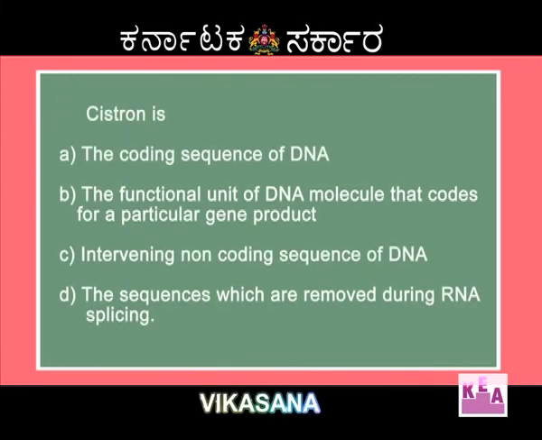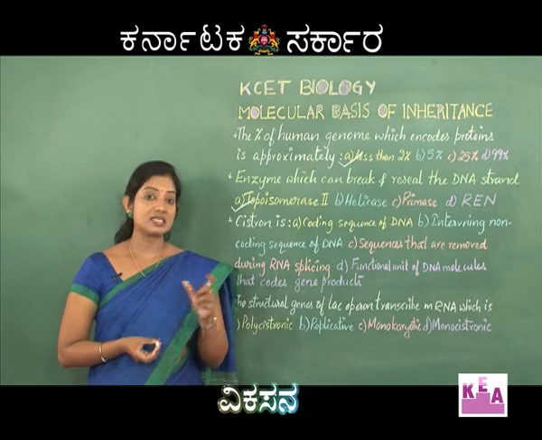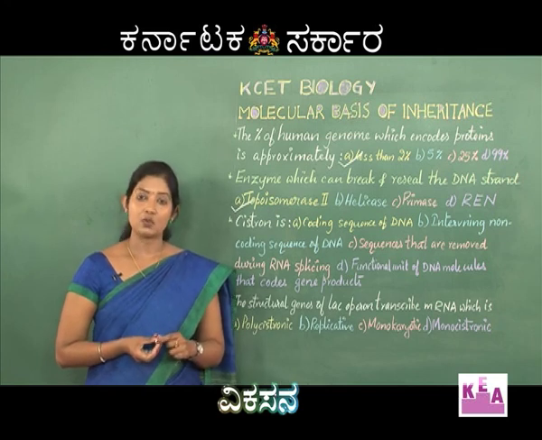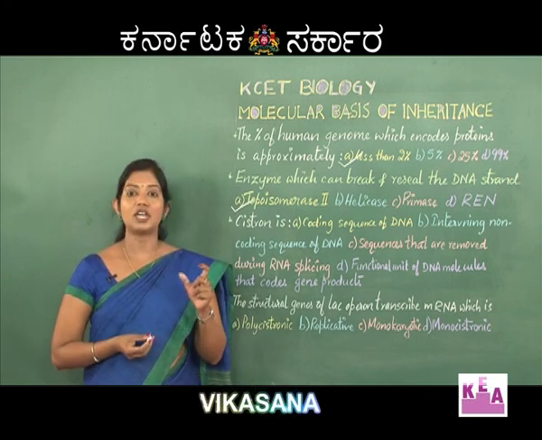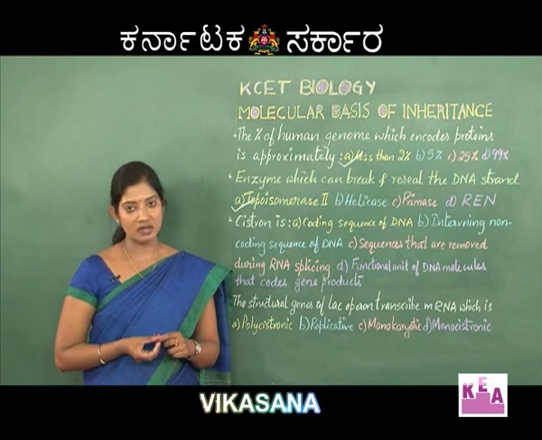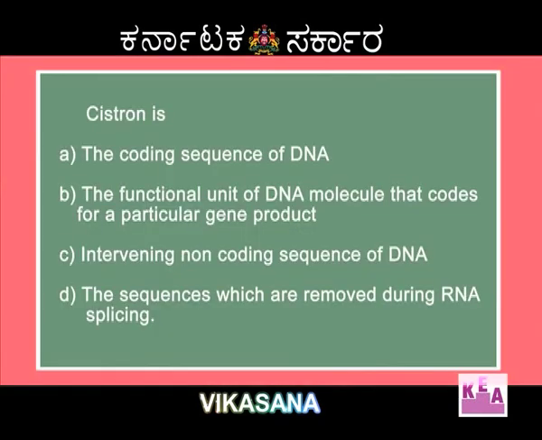Next, cistron. Let me first tell you what a cistron is. A segment of DNA which can produce a specific polypeptide chain is called a cistron. The options are coding sequence of DNA. Coding sequences of DNA are called exons.